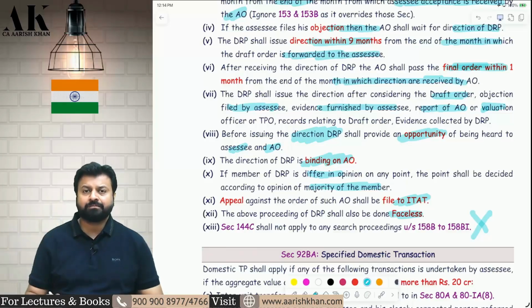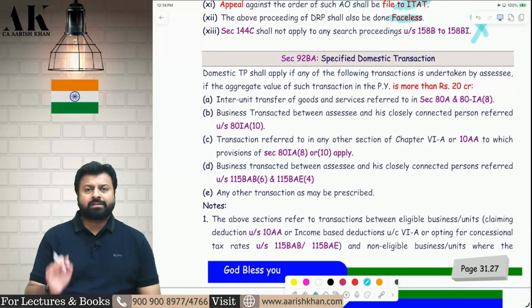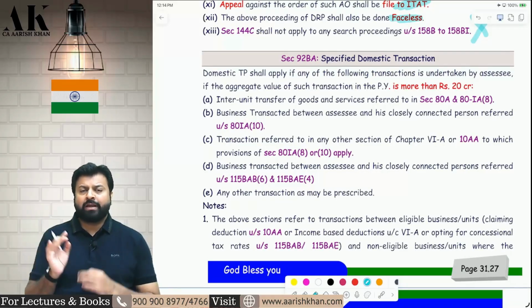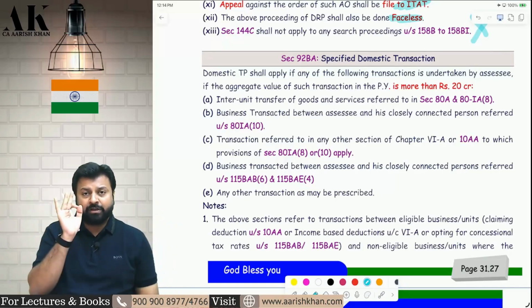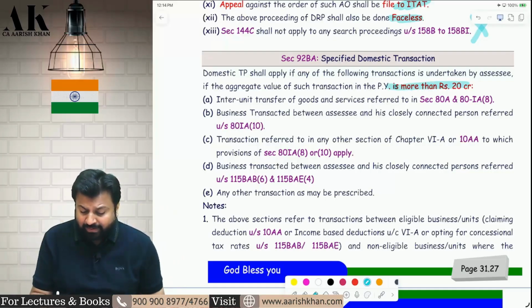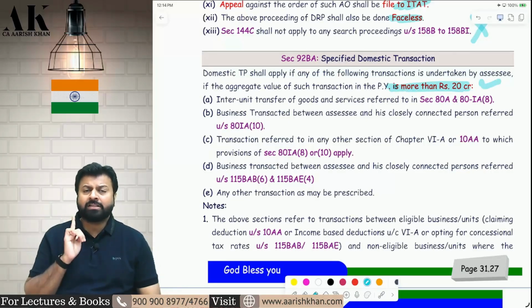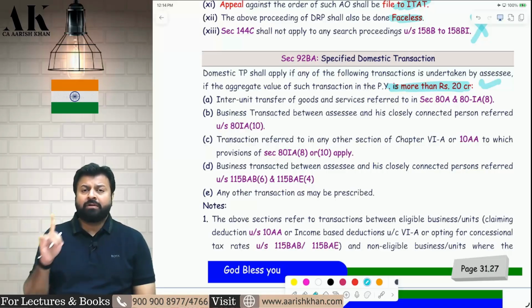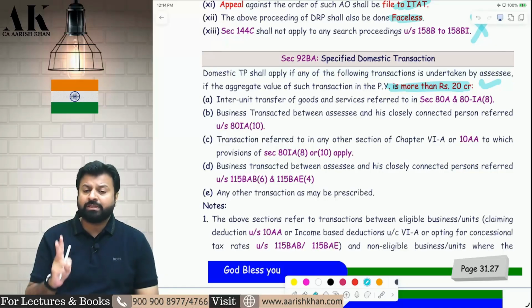Be very careful. Now let's talk about specified domestic transaction. For certain specified domestic transactions, transfer pricing is applicable. As I've told you earlier also, for international transfer pricing there is no threshold. But for specified domestic transactions, transfer pricing is applicable if the aggregate value of transactions during the year exceeds 20 crore rupees. It should exceed 20 crore rupees, then only transfer pricing is applicable, otherwise not.